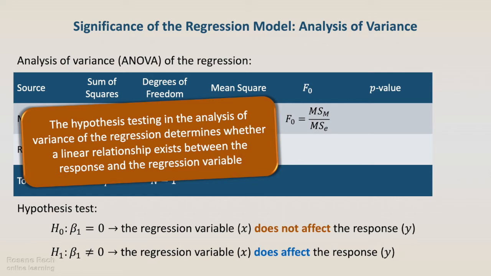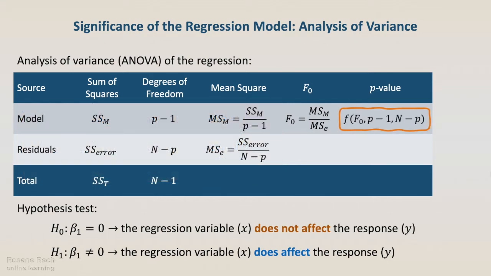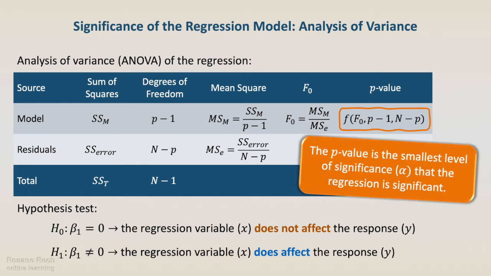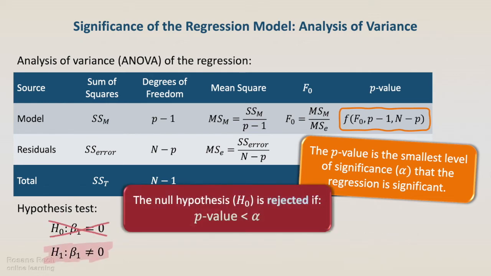We will accept or reject the null hypothesis based on the p-value, determined from the F0 and the degrees of freedom of the model and the residuals. The p-value is the smallest level of significance alpha at which the regression is significant. The null hypothesis H0 will be rejected if the p-value is lower than the significance level, usually 0.05.